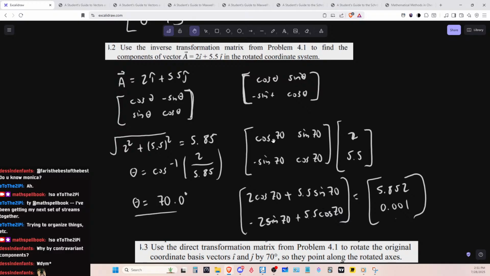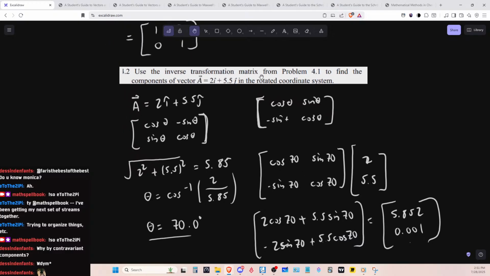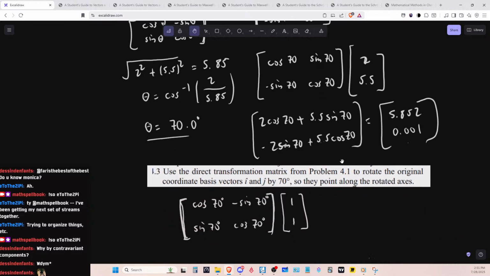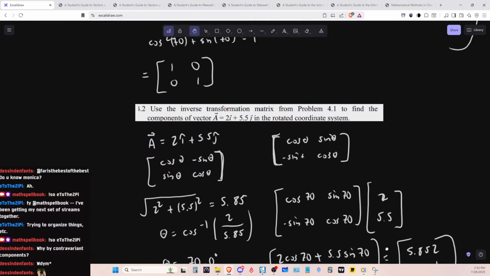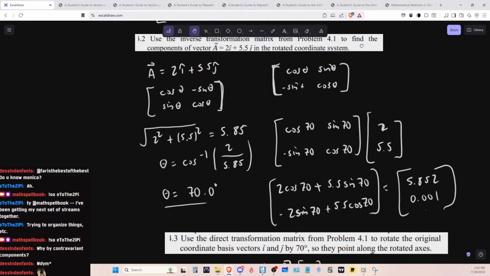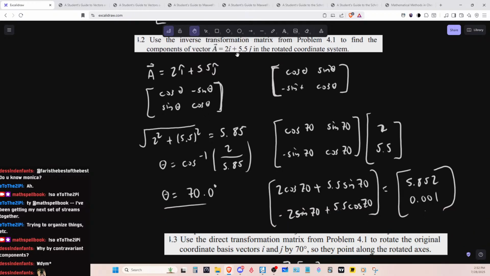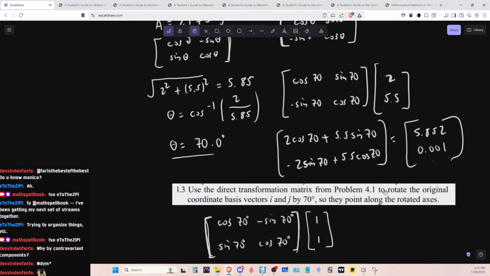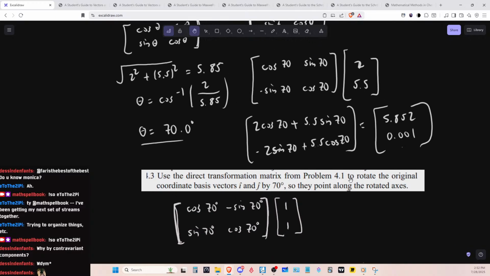Because the way this is done, it says use the inverse to find the components. So we were given the vector here, and this one is supposed to rotate the original coordinate basis. Okay, maybe that's the reason. See, it says find the components of the vector from the rotated, and this one is supposed to rotate the original coordinate basis vector by 70 degrees so they point along the rotation of axis.